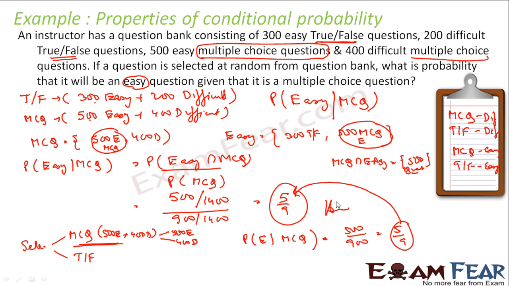So in both cases, you get the same answer. Correct? You try either of these, you get the same answer. What I've done was, my condition was given it is an MCQ question, so I took MCQ here, and then from this MCQ I took out 500 easy questions. Total questions were 900, so the probability of an easy question was 500 by 900. That is 5 by 9.